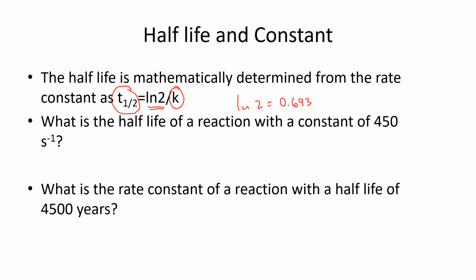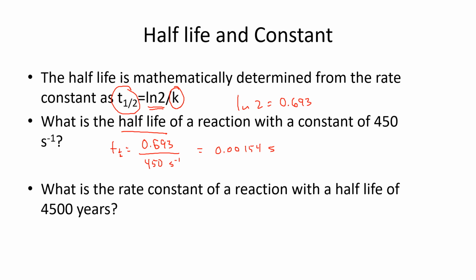So if you want to determine the constant from the half-life or vice versa, you can do that with this little relationship here. So it says, what's the half-life of a reaction with the constant of 450 seconds to the -1? So the half-life would then be 0.693 divided by 450 seconds to the -1. And you would end up with, divided by 450 equals, and I got 0.00154 seconds. So that's a really fast half-life.